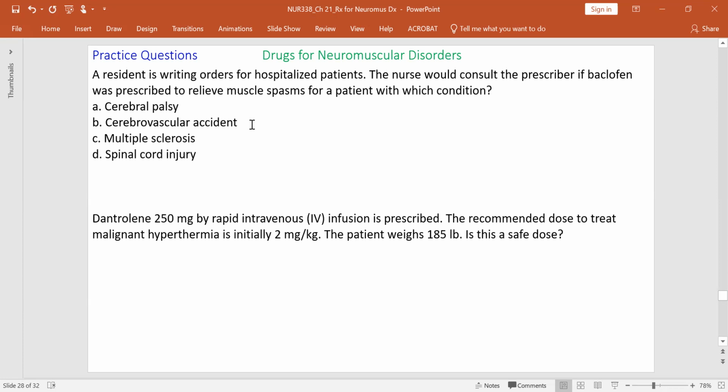Next question, the resident is writing orders for a hospitalized patient. The nurse would consult the prescriber if baclofen was prescribed to relieve muscle spasm for a patient with which condition? And the answer is stroke or cerebrovascular accident, CVA.